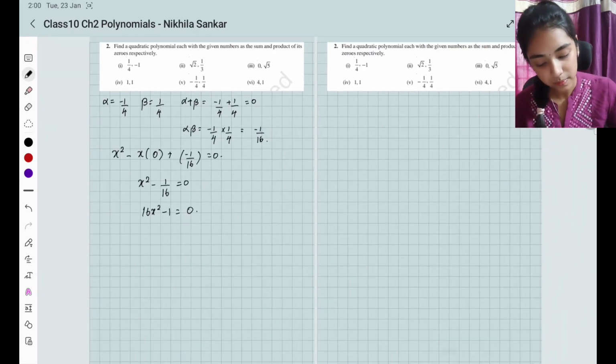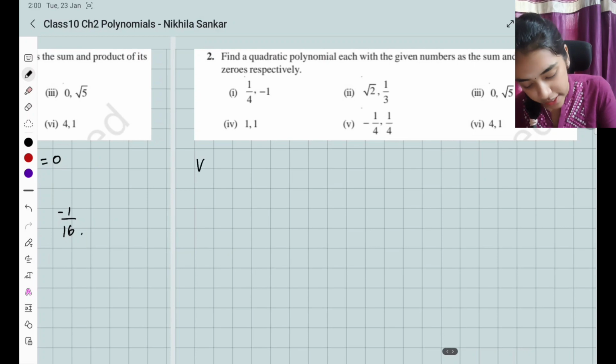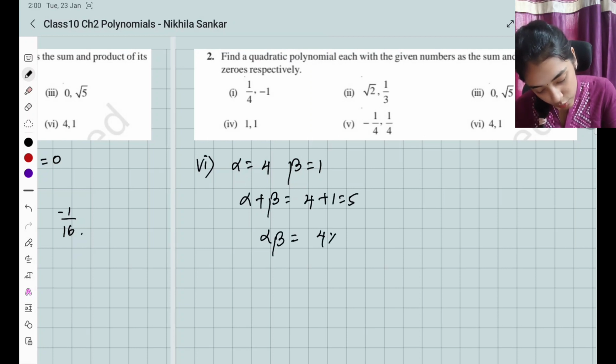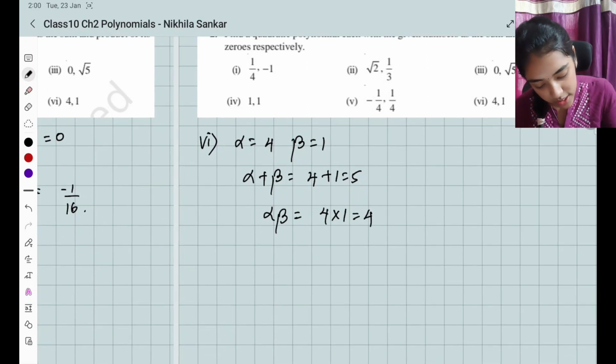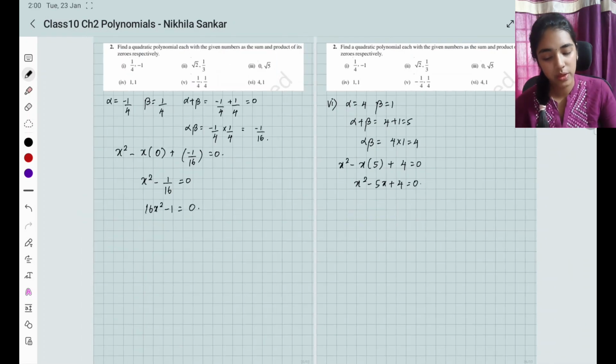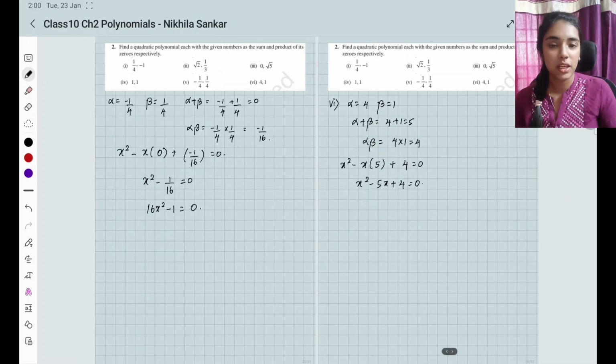Okay. Next, last question. We have sixth subsection, alpha equals 4, beta equals 1. So we have alpha plus beta equals 4 plus 1, which is 5. And alpha beta equals 4 into 1, which is 4. So what is the equation? X square minus x into alpha plus beta plus alpha beta equals 0. So the equation is x square minus 5x plus 4 equals 0. Okay. So with this we are done with this particular exercise.